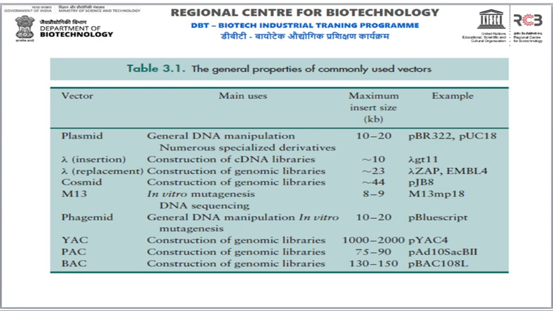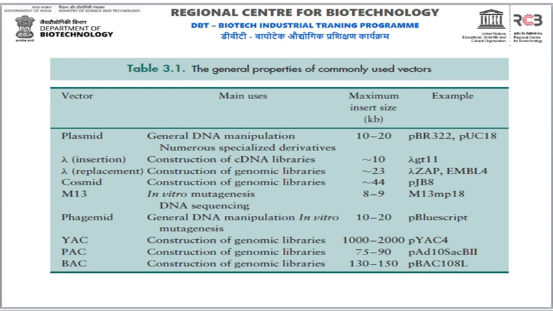Next is this phage, which is used again for general DNA manipulation, and also it is employed for in vitro mutagenesis. Okay. Next is YAC, PAC, BAC. They have a high cloning capacity, so they are employed for construction of genomic libraries. Okay. The most important thing you should know is the maximum insert size of each vector.